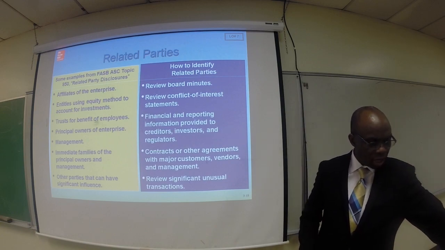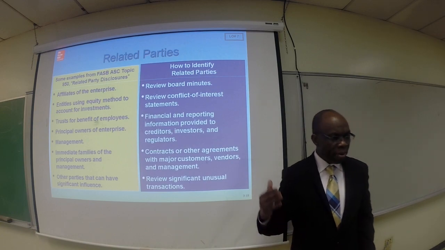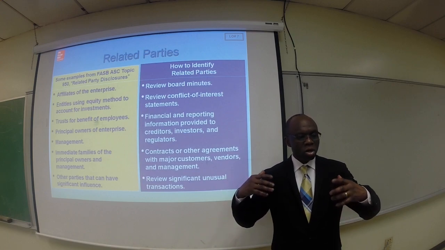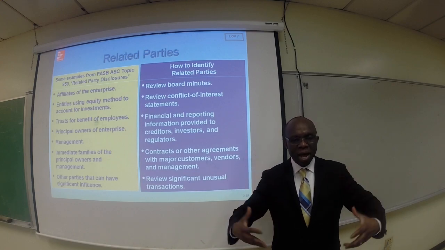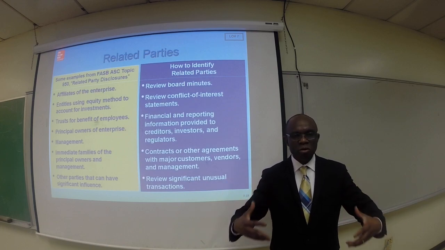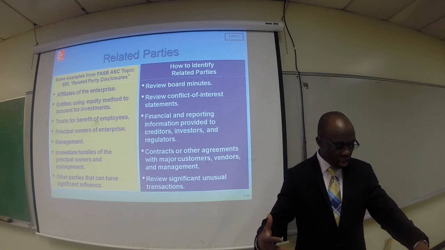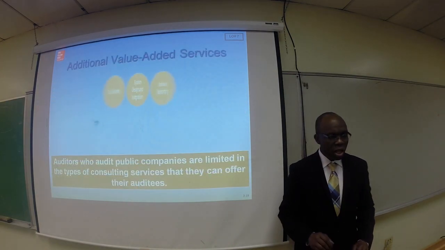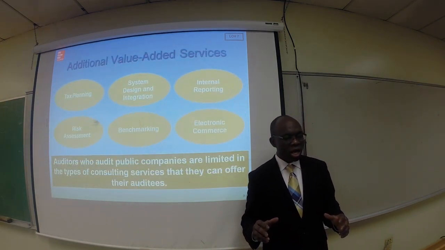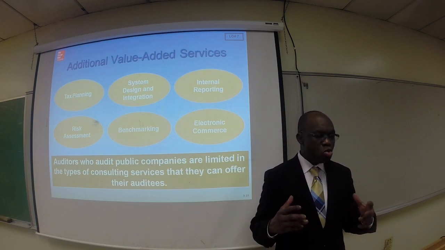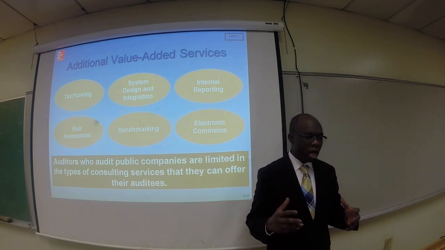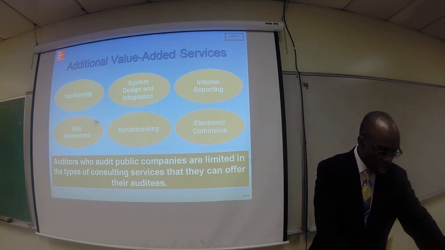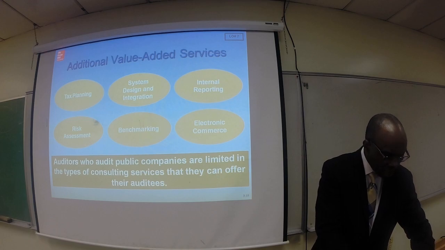on in chapter 3, we left off by talking about related parties, searching for related parties transactions as one of the things we do during the planning stage of the audit. Now, let's take a look at another important issue relating to planning an audit: additional value added services. Now, what does that mean?